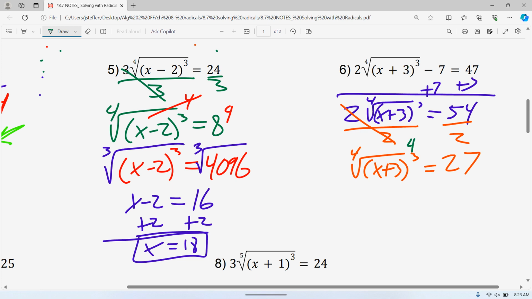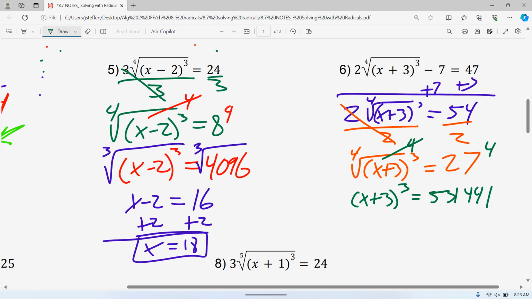Again, this is going to be a pretty big number. 27 times 27 times 27 times 27. It's going to be pretty beefy. That's okay. You end up with x plus 3 to the third is equal to 531,441. Again, if you don't like a big number like that, you can cancel out the exponent of 3 first.